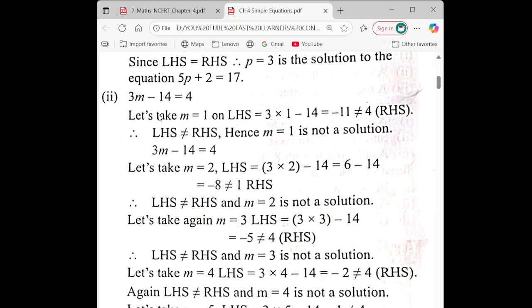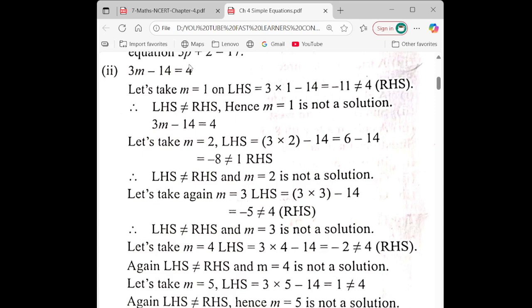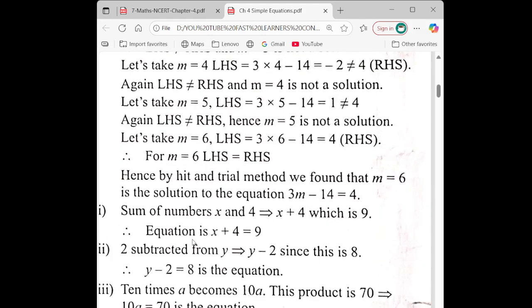Here also, 3m minus 14. Here at the place of m, we will be taking m equal to 1, m equal to 2, m equal to 3, m equal to 4, m equal to 5 and m equal to 6 until you get the answer 4. Okay, so this is how we call it the trial and error method.